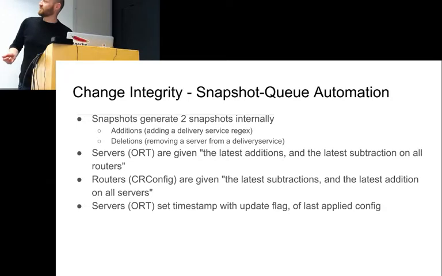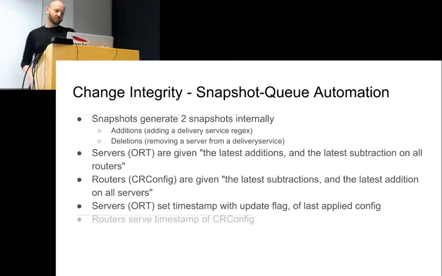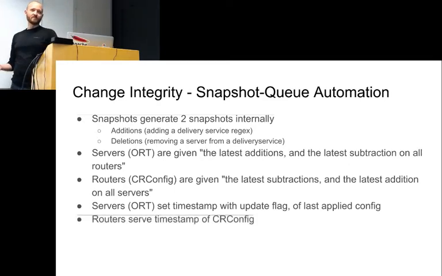So the plan is we have to get that data. The easiest way to get that with ORT is that right now we set the update pending flag to false when ORT finishes. We change that to a timestamp and put that in a table. So we'll have a table of servers and the latest applied crconfig timestamp, which is again that snapshot, for every server. That tells us what config is on every server, to know if it's safe to send to the router. And then we have to do the same for the router.